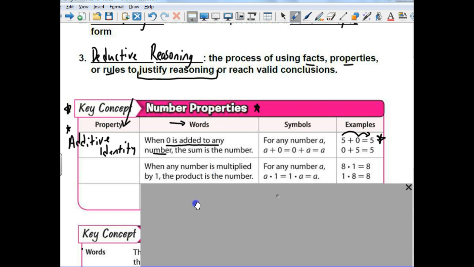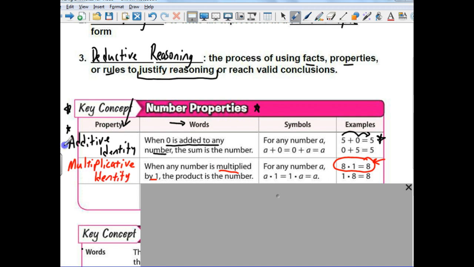Let's look at the next one here. I'm going to change color for a second to help you keep straight what I'm doing here. This one says when a number is multiplied by 1, the product is the number. Let's look at the example. It might make the most sense to you. 8 times 1 is 8. Most of you probably know that. So notice on that one, when you multiply it by 1, you get the number you started with. That is called the, they have a different way of saying it, but just write it down, multiplicative. You can see the word multiplication in there. That's the multiplicative identity.